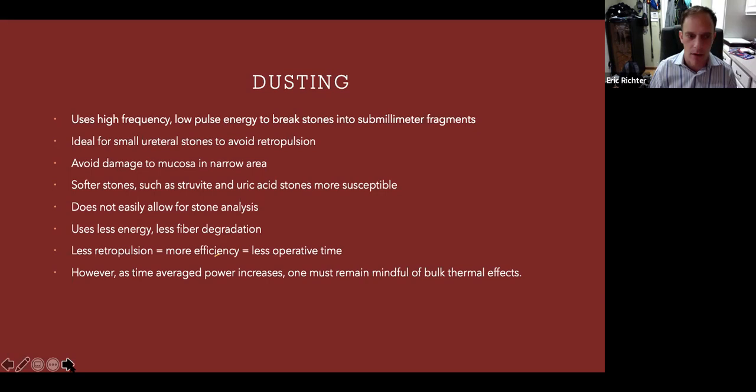The other advantage to dusting is it uses less energy, and that means less fiber degradation. So, you know, if you are doing a 2-3 centimeter stone, you can sometimes go through multiple laser fibers for one case. And so the dusting settings will allow you to preserve your fiber. And then again, with that Moses setting, especially, less retropulsion means more efficiency, and that means less operative time, so you can get more done in a quicker amount of time.